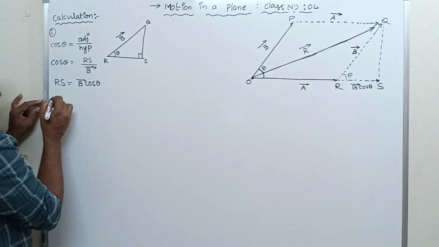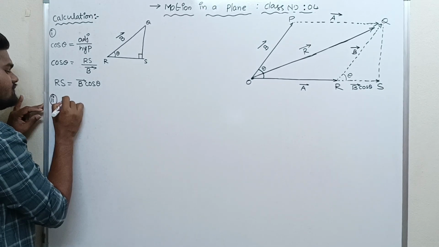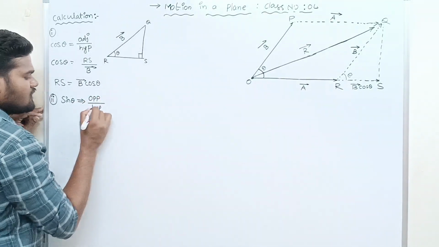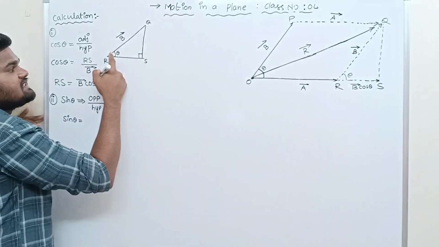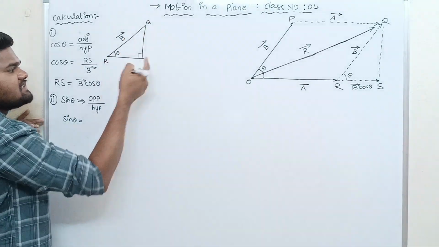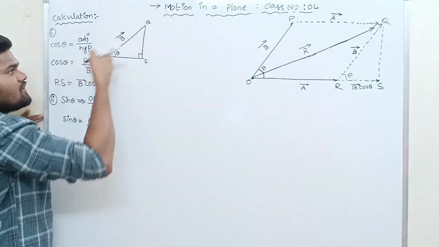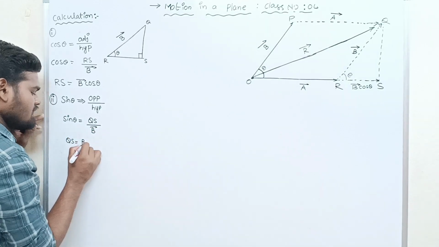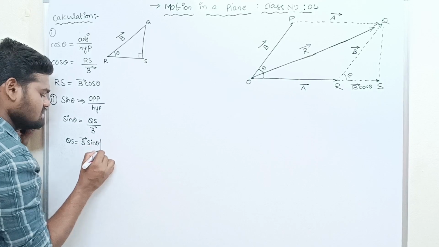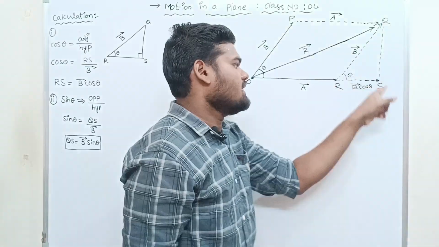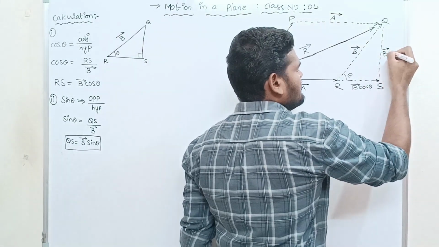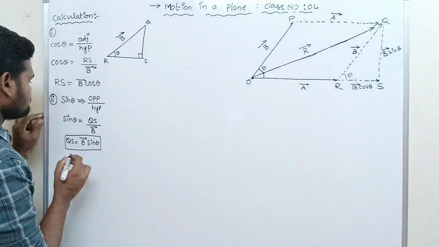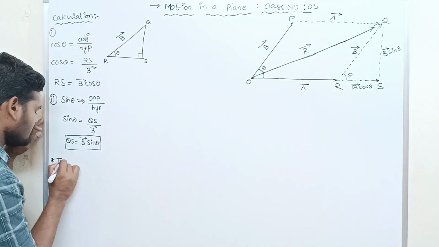Any doubts? Next, I'm going to find the second one, that is sin theta. Sin theta is opposite side by hypotenuse. The side opposite to the angle theta is QS, divided by the hypotenuse, which is b bar. So from this we can write QS is equals to b bar sin theta. Any doubts? Simple mathematics.